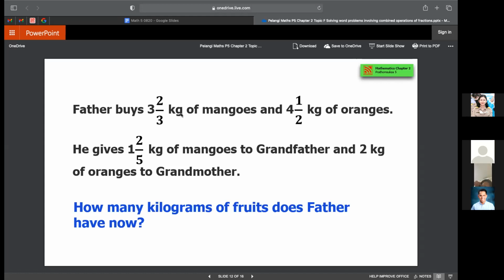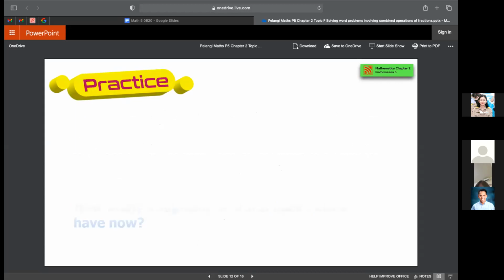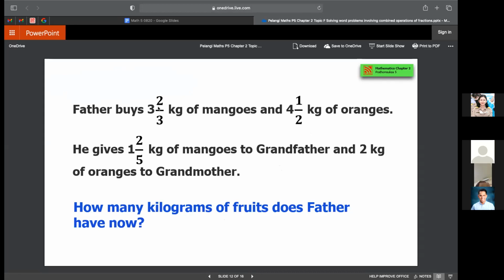Okay, let's analyze. Mango, 3 and 2/3 kilogram. Orange, 4 and 1/2 kilogram. He gives 1 and 2/5 kilogram of mangoes to grandfather, 2 kilogram of oranges to grandmother. The question is not just mango or orange, but fruits. So that means we can put them together. So we will add 3 and 2/3 plus 4 and 1/2 minus 1 and 2/5 plus 2. Okay, you try to do that.